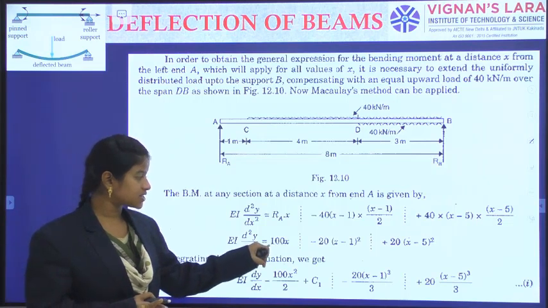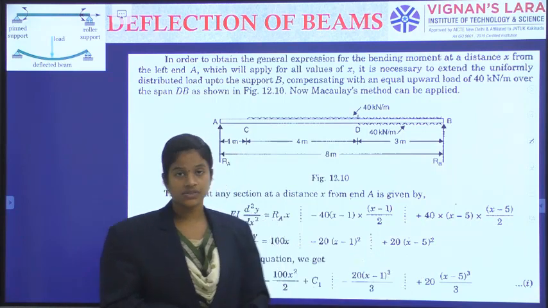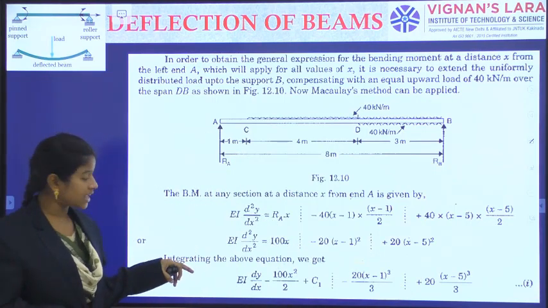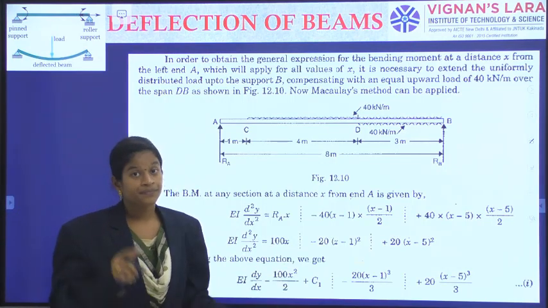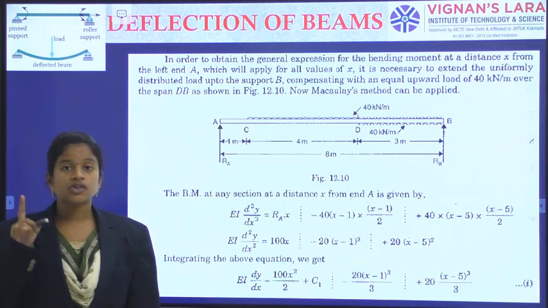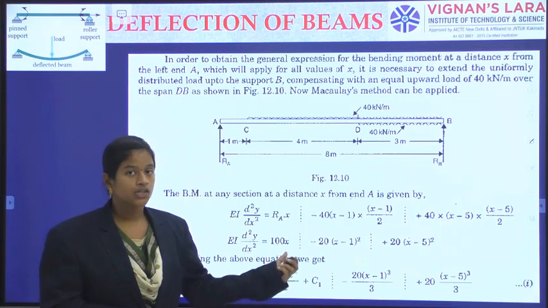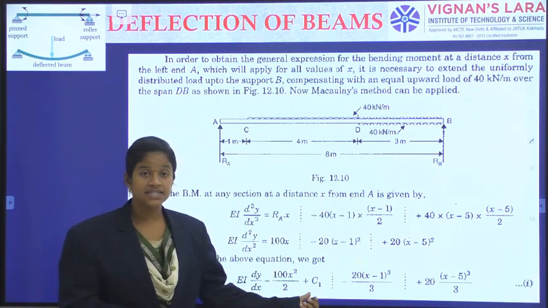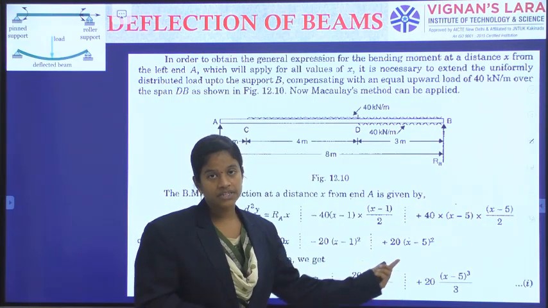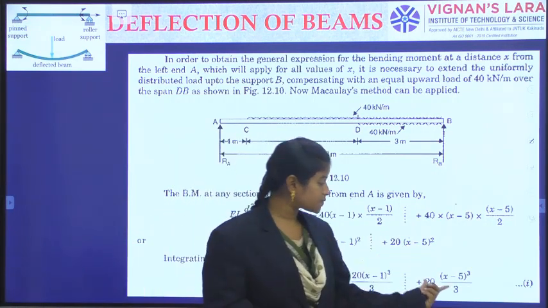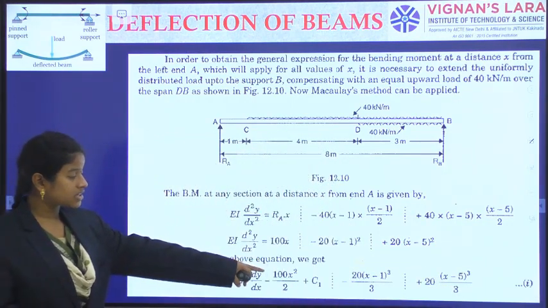EI d square y by dx square is equal to 100x minus 20 into x minus 1 whole square, and then plus 20 into x minus 5 whole square. For the first integration, you can evaluate EI dy by dx, which is equal to 100x square by 2 plus C1. As we have already mentioned, the integration constants should be added below the first dotted line, and separation with the dotted line. The integration of this function is n plus 1 by n plus 1, and then the integration of this function again n plus 1 by n plus 1. So we have got a slope equation with the integration constant.